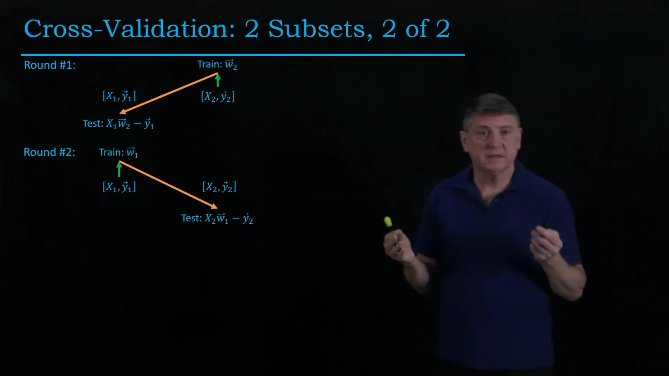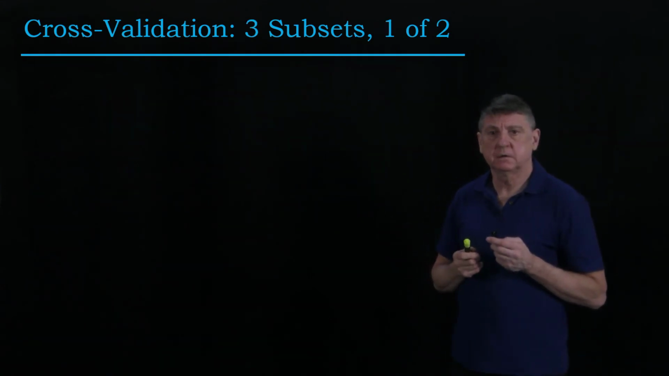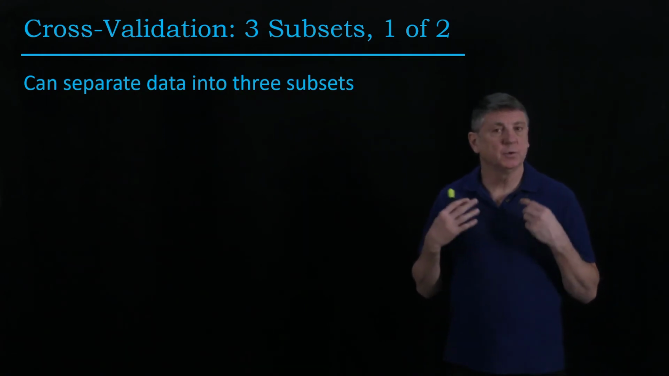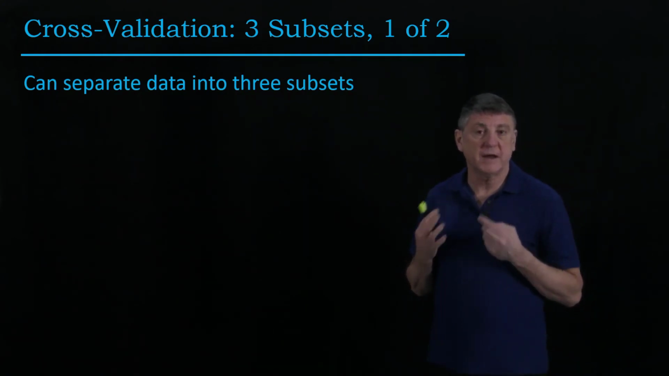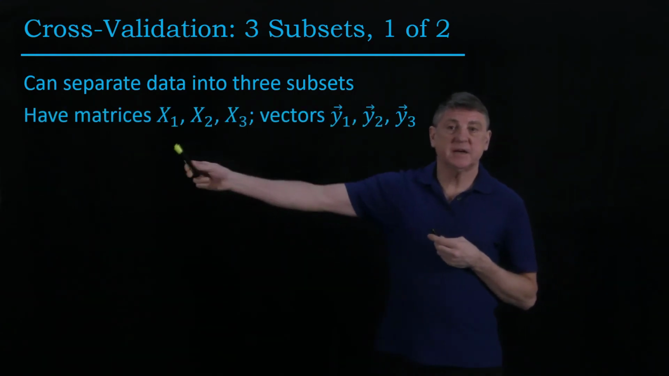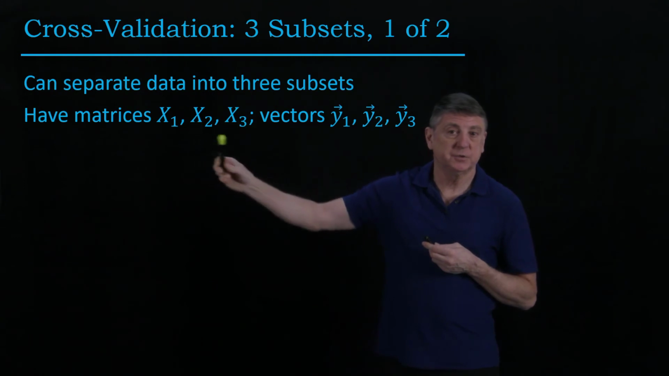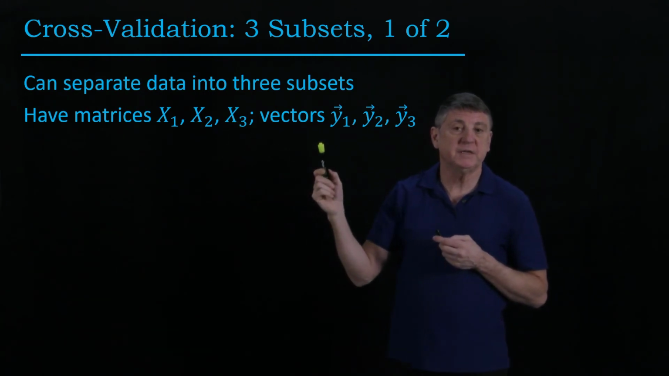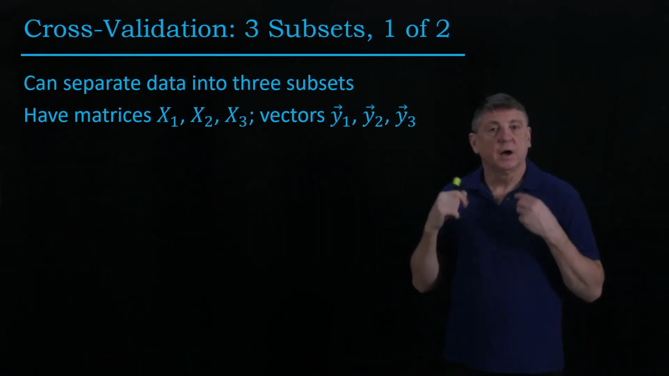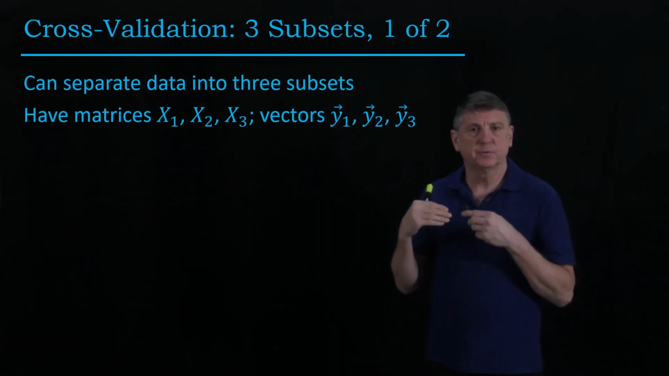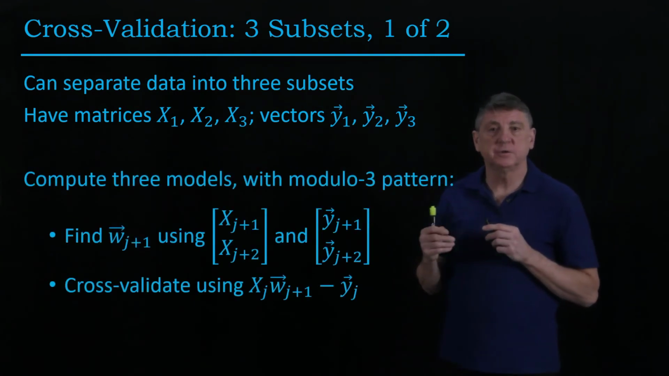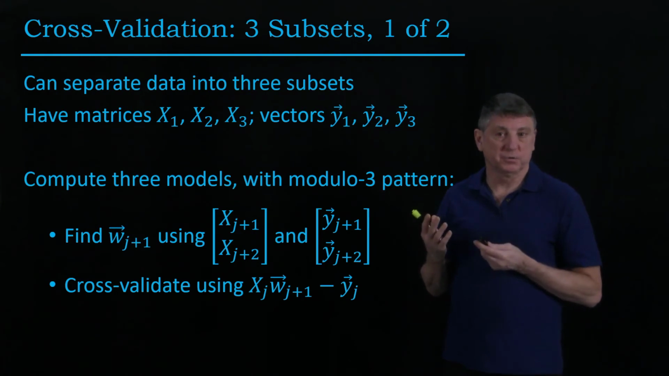Now, can we extend this? I don't see why not. Let's suppose we divide our data into three subsets. And again, we're going to assume that these are randomly divided. This now gives us three design matrices, x1, x2, and x3, and three dependent data vectors, y1, y2, and y3. Now, I'll take those ideas that we had for the two-fold cross-validation and bring them into three-fold. To do this, I'm going to use modulo 3 arithmetic.